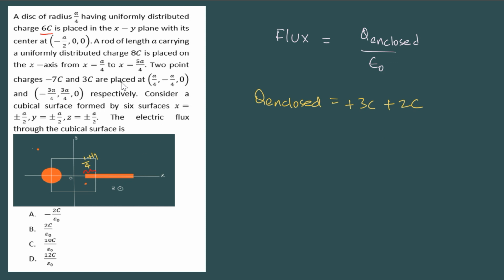Okay, and then there are 2 point charges, minus 7c and 3c. 3c is clearly outside. If you look at the coordinates, minus 3a by 4 and 3a by 4, this is the coordinate. So minus 7c is inside. The charge inside the Gaussian surface is clearly minus 2c. So if you substitute here, it should be minus 2c by epsilon naught. So the answer should be A.